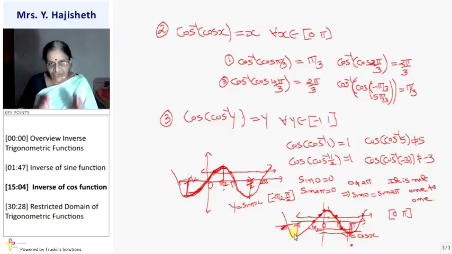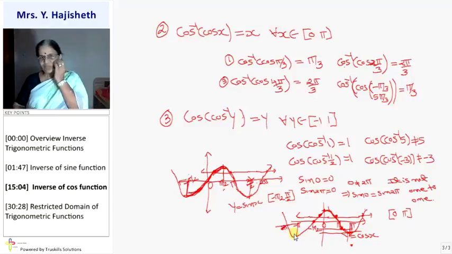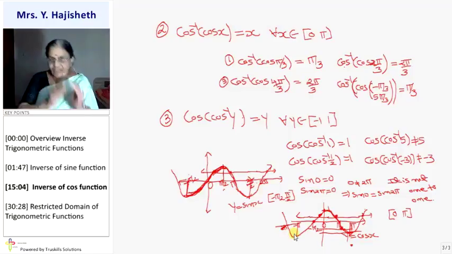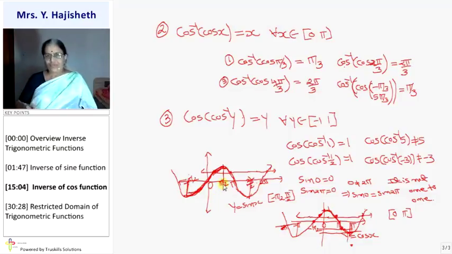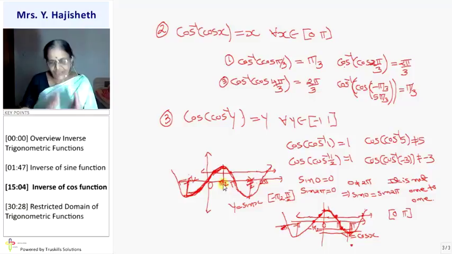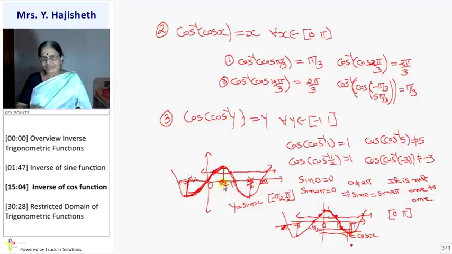The interval which is very near to the origin will be taken as the restricted domain. The interval in which the function shows 1 to 1 behavior and which is very near to the origin. So in cos it is taken as 0 to pi and in sin it is taken as minus pi by 2, pi by 2, because that interval is very near to the origin. There are many intervals in which sin and cos show 1 to 1 behavior. But we are taking the internationally approved interval, very near to the origin.